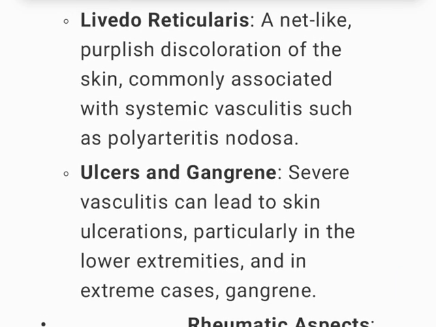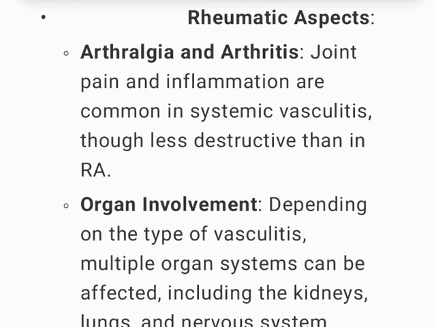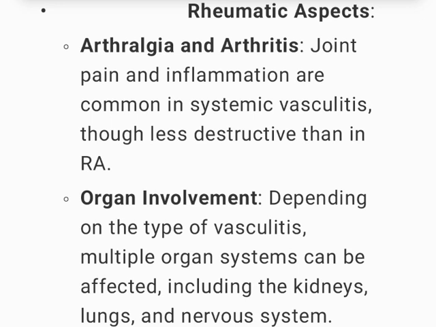Livedo reticularis, a net-like, purplish discoloration of the skin commonly associated with systemic vasculitis such as polyarteritis nodosa. Ulcers and gangrene. Severe vasculitis can lead to skin ulcerations, particularly in the lower extremities, and in extreme cases, gangrene. Rheumatic aspects, arthralgia and arthritis. Joint pain and inflammation are common in systemic vasculitis, though less destructive than in RA.